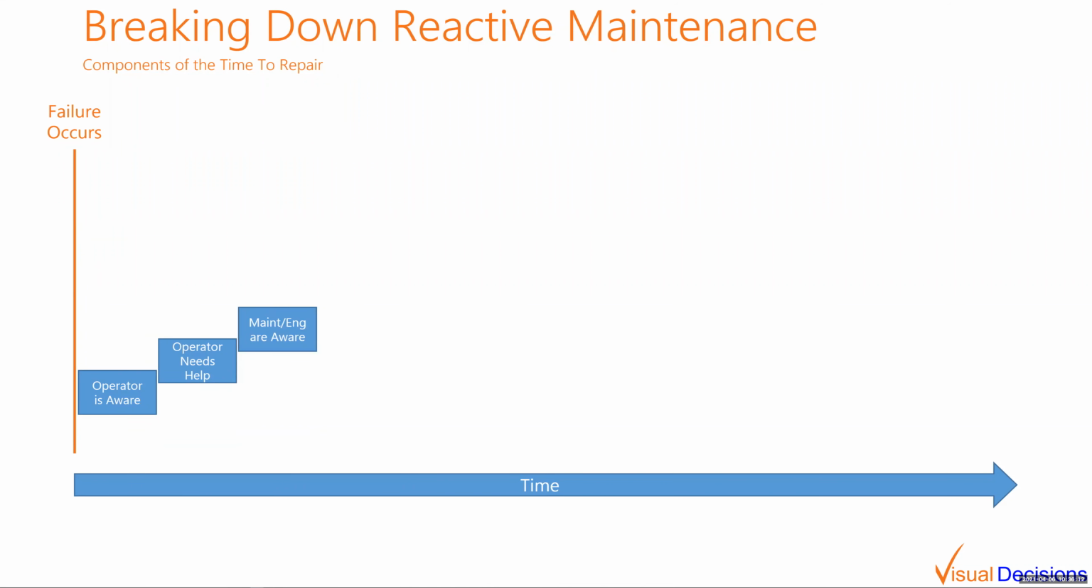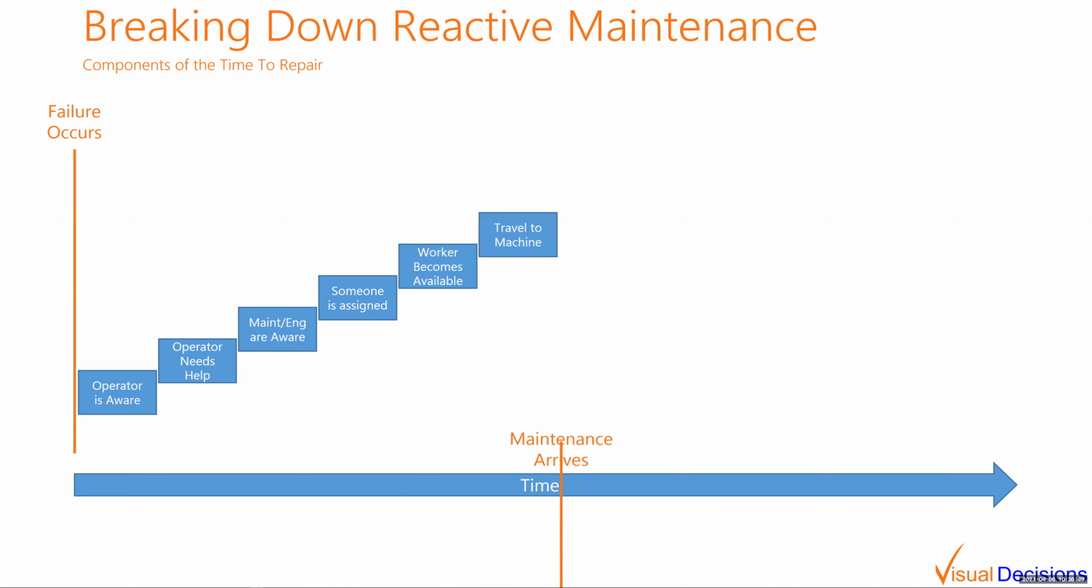So then once they decide that they need help, they have to somehow make maintenance or engineering or both aware that the problem exists, whether that's raising a ticket, making a phone call, sending a text, whatever mechanism is in place. Then the maintenance team has to take that information. They have to assign somebody to now go out to the piece of equipment. That worker has to become available. If they're already on a task, they have to finish that task and then go to the different piece of equipment. They have to travel out to the machine, and now maintenance is actually there.